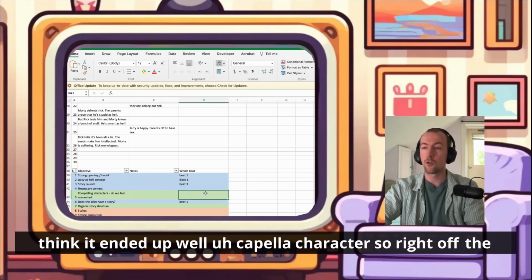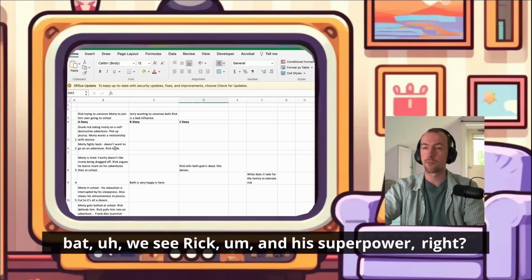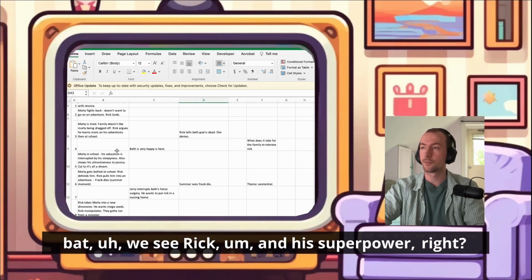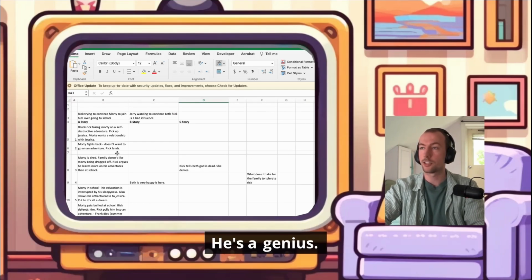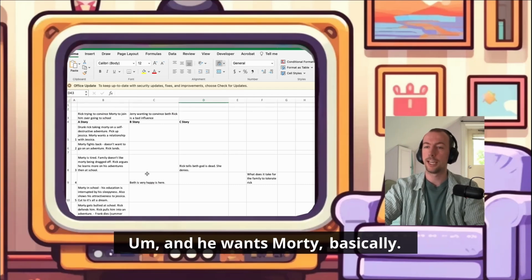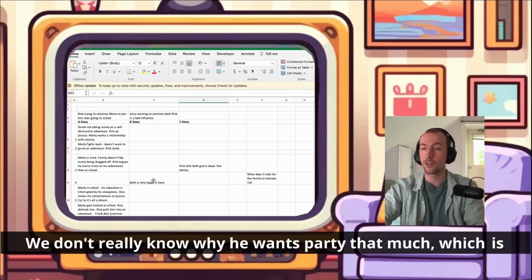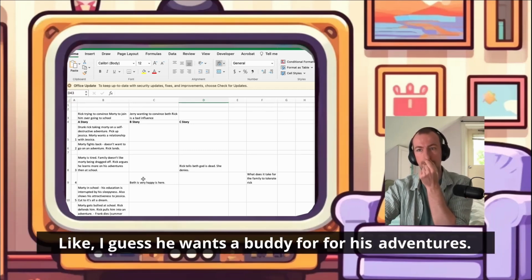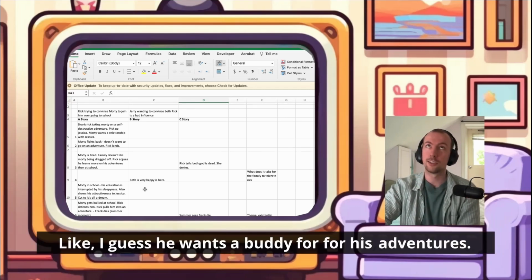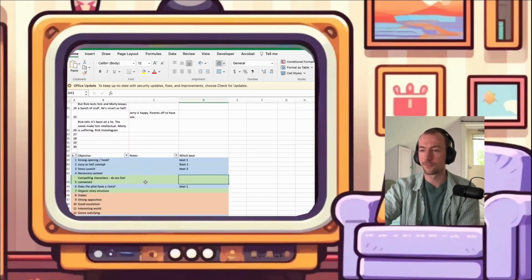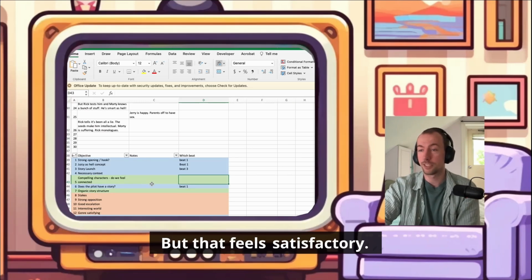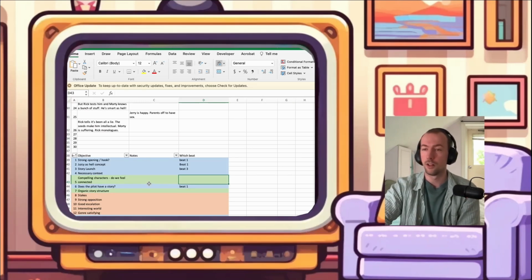Compelling character. Right off the bat, we see Rick and his superpower. He's a genius. And he wants Morty, basically. We don't really know why he wants Morty that much, which is kind of interesting. I guess he wants a buddy for his adventures, but that feels satisfactory.